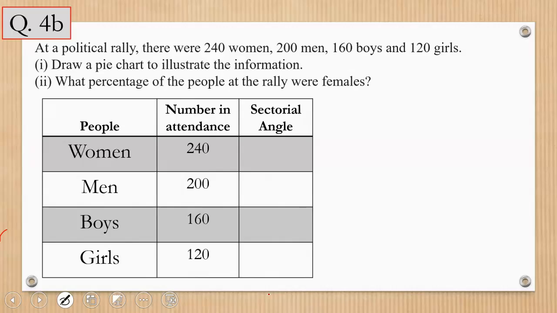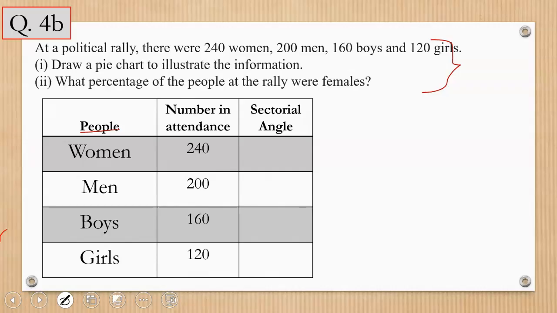We are to draw a pie chart to illustrate the information and then answer the question, what percentage of people at the rally were females? Okay, so now I put this whole question into a table form. I have the people who attended the rally, that is the women, the men, the boys, and the girls. The women in attendance were 240, the men 200, boys 160, and girls 120.